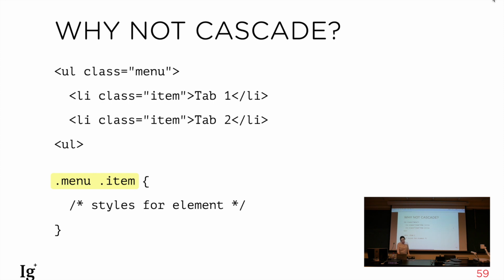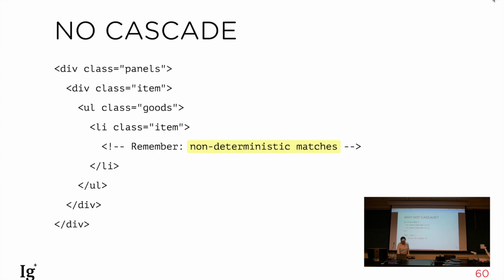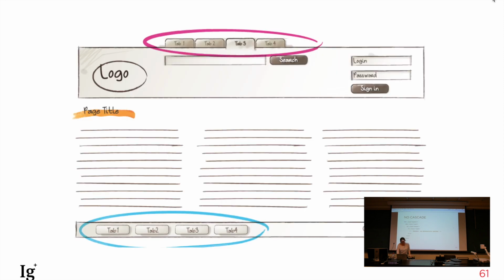Of course, there is the technical possibility to use the cascade and write something like an element inside some block tag. But it's not recommended because of these non-deterministic matches. If you have a really complex structure and there is one block with elements and inside there is another block with elements, you never know if it belongs to boots or to panels. So this is why this prefixing is recommended.